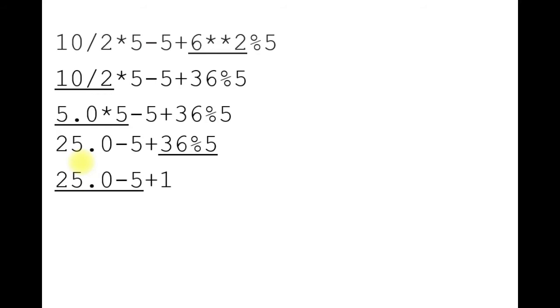So 25.0 minus 5 plus 1. So next is yung subtraction and addition na yung susunod. So dahil nauna si subtraction, siya yung unang i-evaluate. So 25.0 minus 5 is 20.0 plus 1. So yung last operator. So the answer is 21.